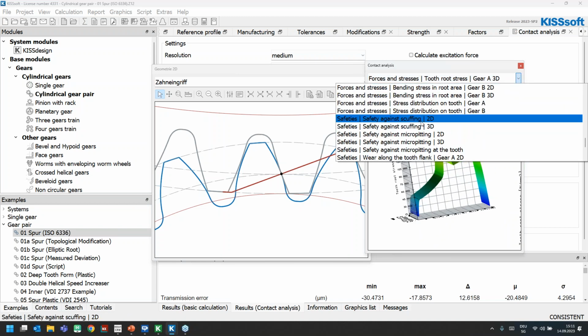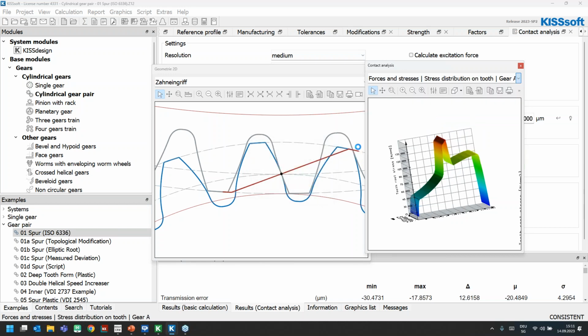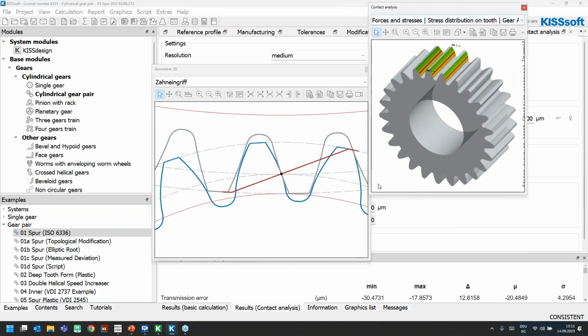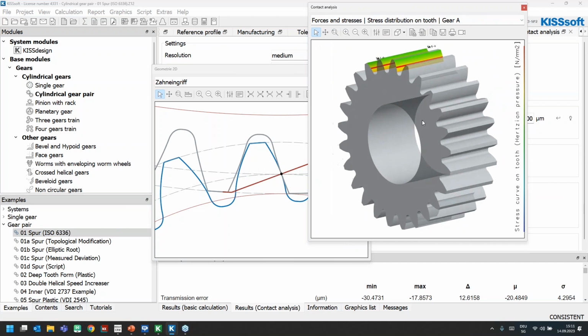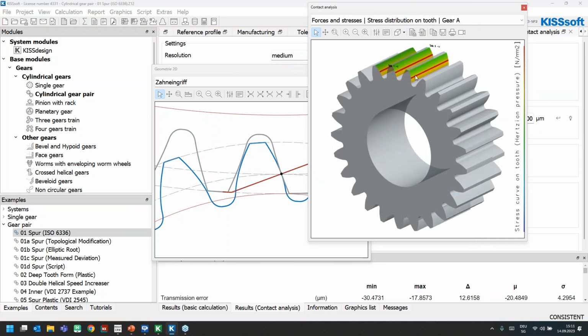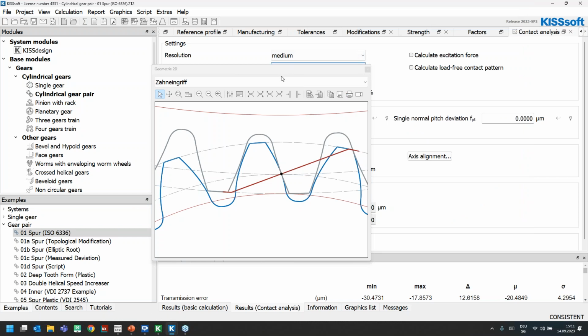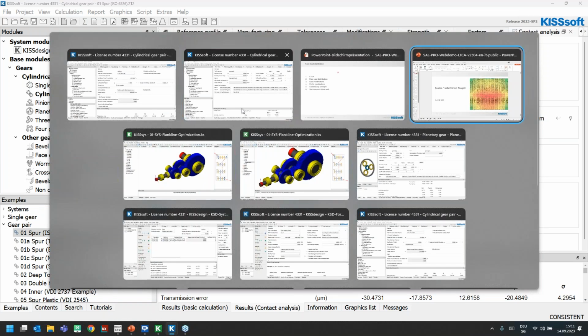Last but not least, maybe a graphic which is a little bit easier to read are the actual stresses on the tooth flank itself. Okay, so this is contact analysis. Let me jump back to my presentation.